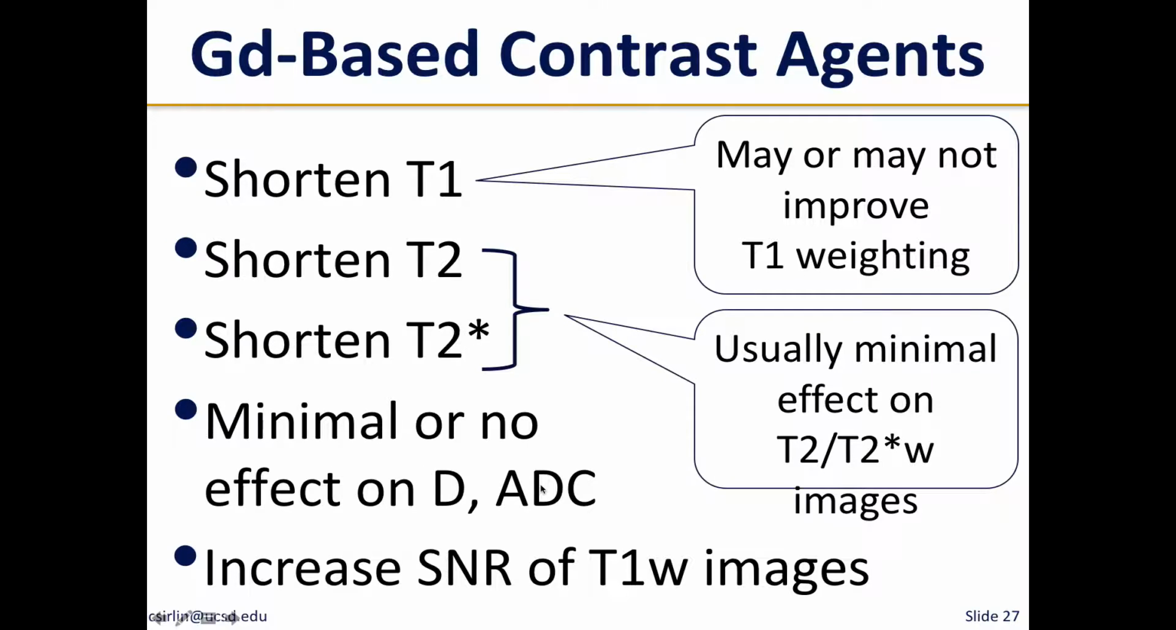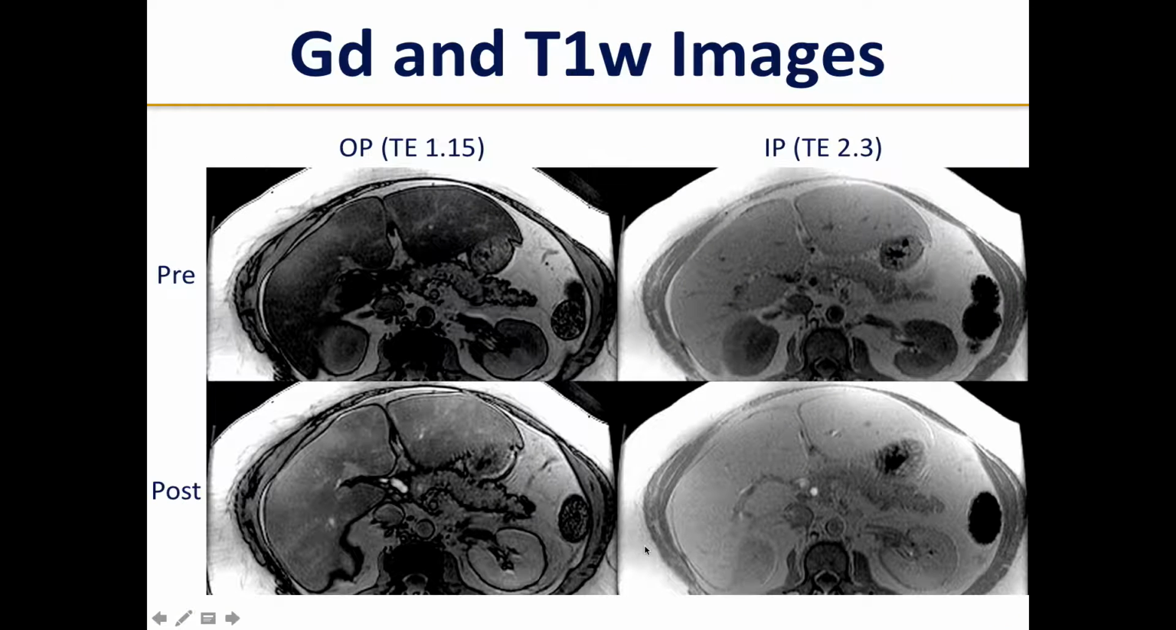Gadolinium has almost no effect on diffusion. It does increase the signal to noise of T1 weighted imaging. So we'll talk more about gadolinium in the next lecture, but for now, here's just a couple of examples. So here's a patient who is imaged pre and post gadolinium, an out-of-phase set of images on your left, an in-phase set of images on your right.